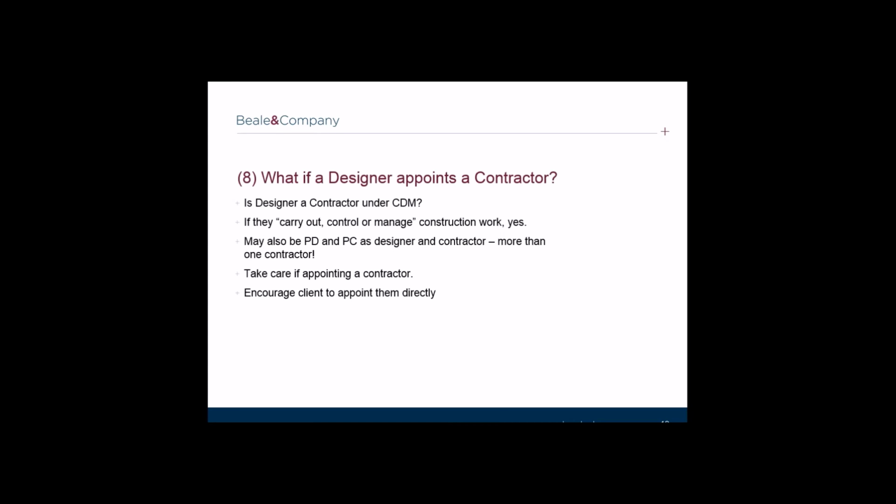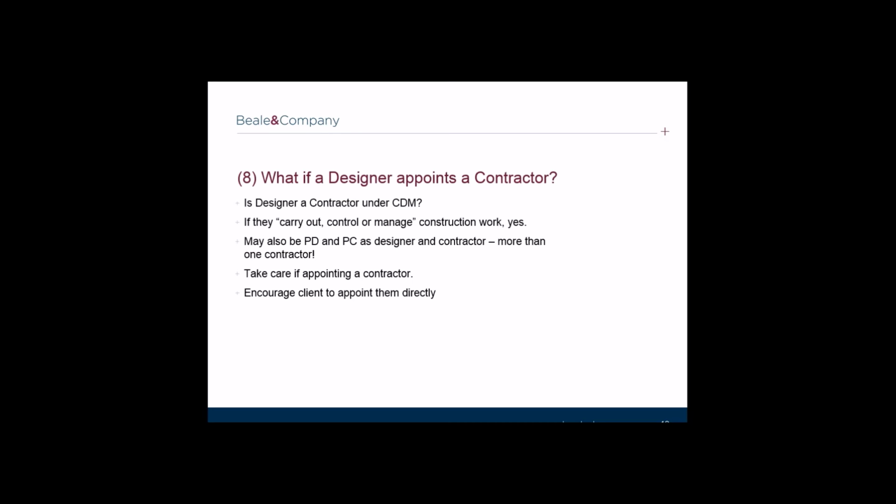This next question is a specific one that we have been asked, arising from CDM 2015. We consider it an interesting question as it illustrates the circular nature of CDM 2015, even though it may not commonly arise.